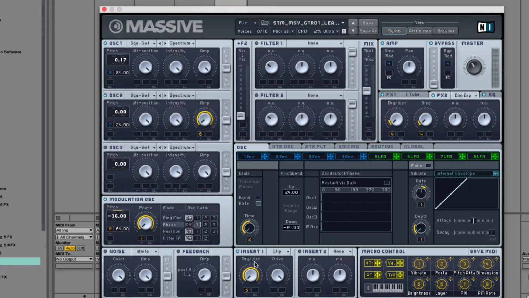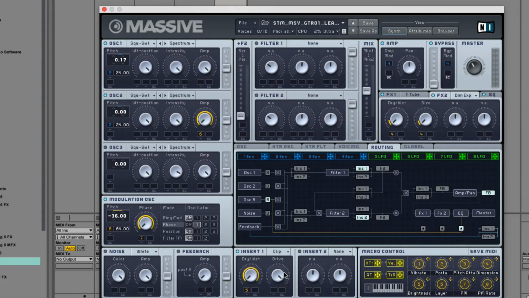So clipping, we have one insert effect. It's clip, dry wet all the way to the left, drive all the way to the right, and it's set after the first filter. Okay, now we look at the macros.